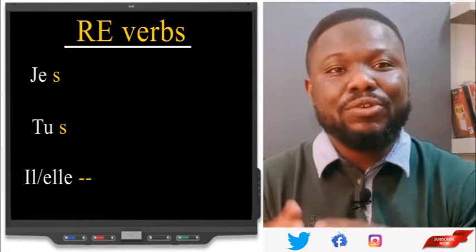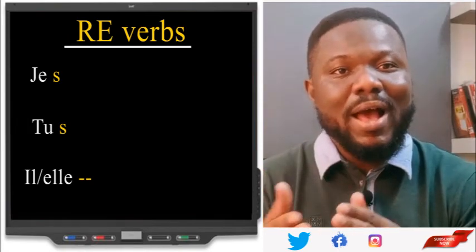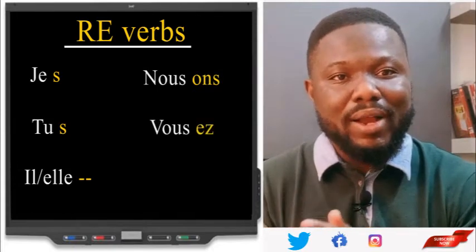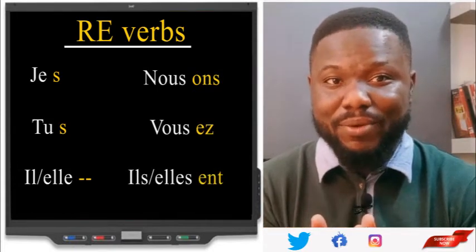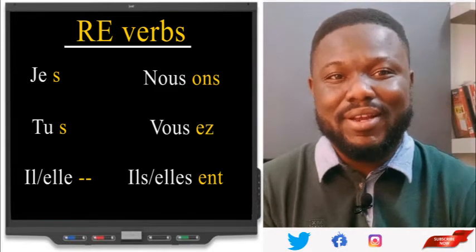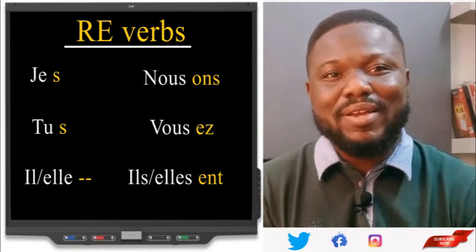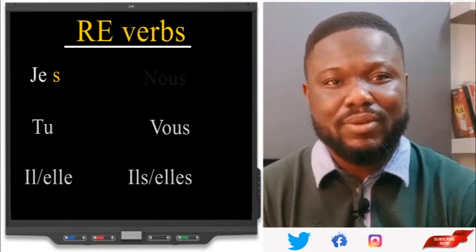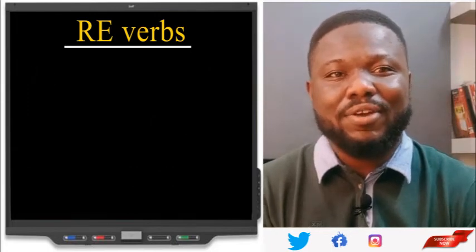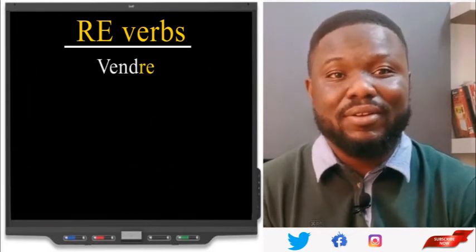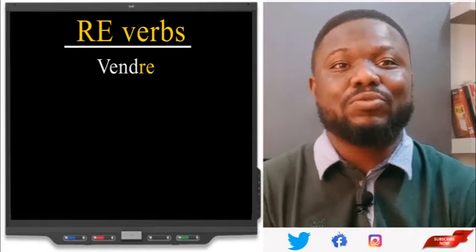Bien, we continue. For nous, add ONS. For vous, add EZ. And for il and elle au pluriel, add ENT. So let's take one example and see how it works. So which one are we going to take? Let's take here, for example, vendre, V-E-N-D-R-E, which means to sell.